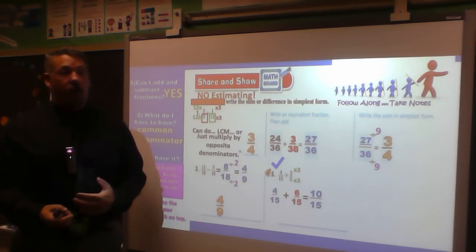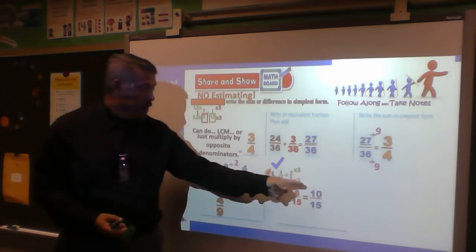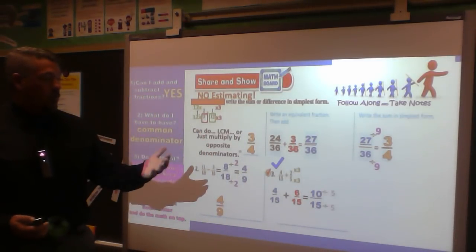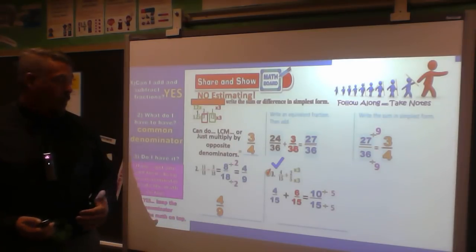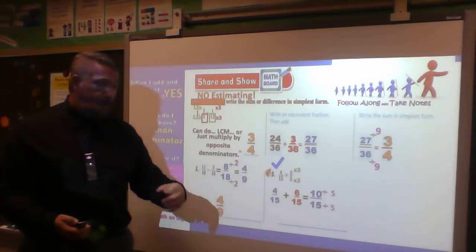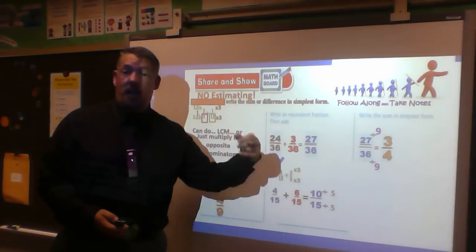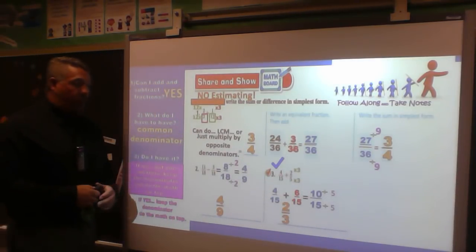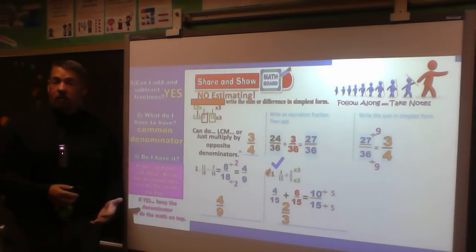And I know that if it ends with 0 or 5, I can reduce by a 5. So I'm going to divide top and bottom both by 5, which will give me 5 going into 15 3 times, and 5 going into 10 2 times. So I just end up with a final answer of 2/3.